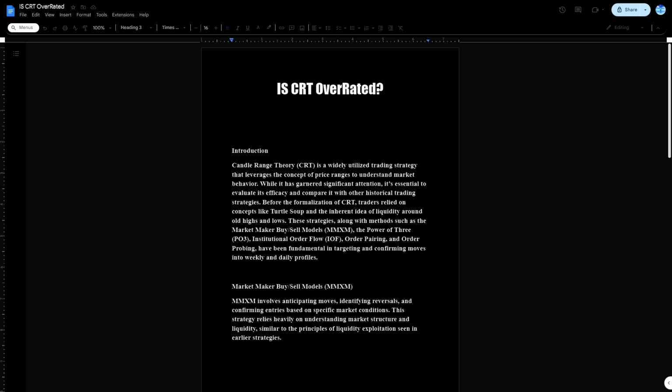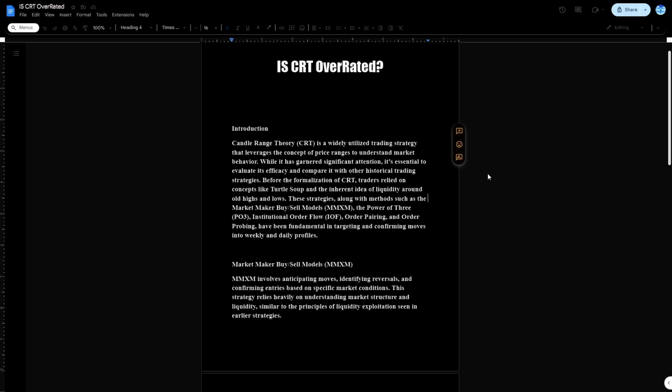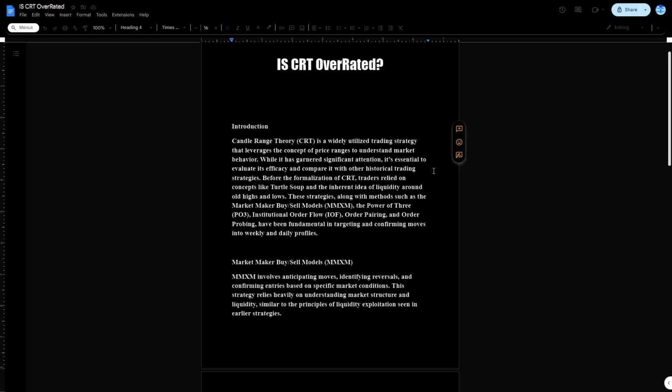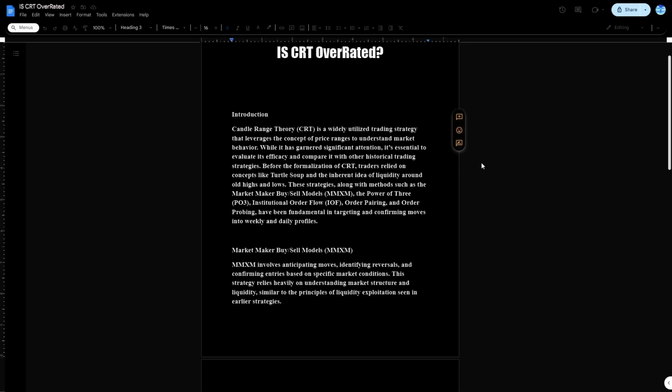How is everybody doing? Gonna cover a quick one today: is CRT overrated? No real intro to this. Everybody knows what candle range theory is by now, right? It's a very utilized trading strategy that leverages the concept of price ranges to understand market behavior, understanding time-based market ranges as well. It is essential to evaluate the efficiency compared to other trading strategies that have come before CRT, that have formed from CRT itself.